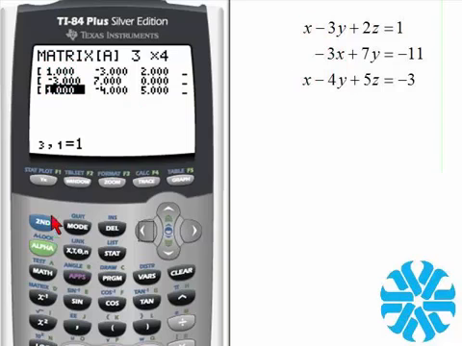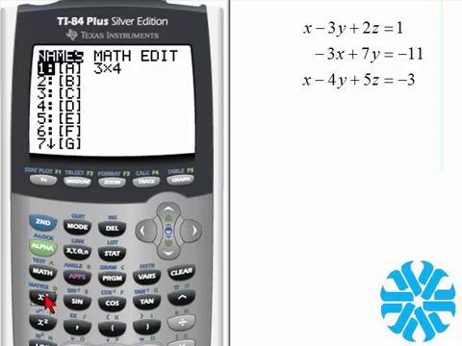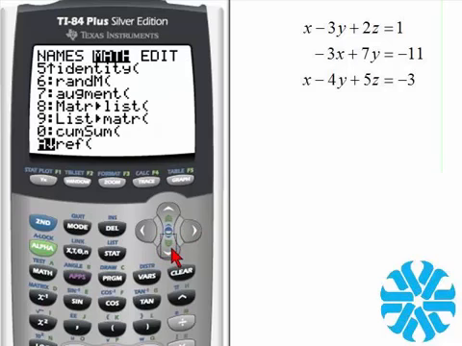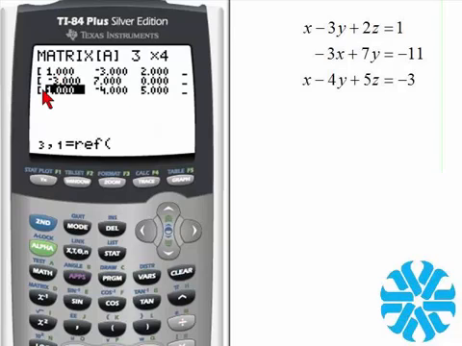So let's go into the matrix mode, second function matrix. Now remember, we want to go over to math, but we need to get out of this screen completely to use this operation. What happens if you don't? Let me just show you. If you go over to math right now and you go to REF, see, it takes you back into the matrix that we're looking at.